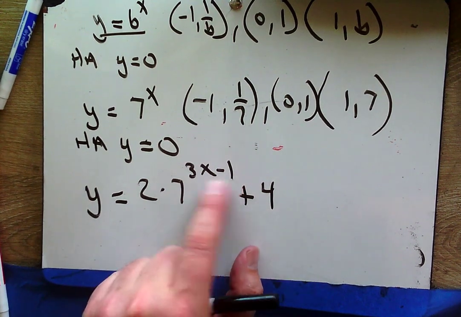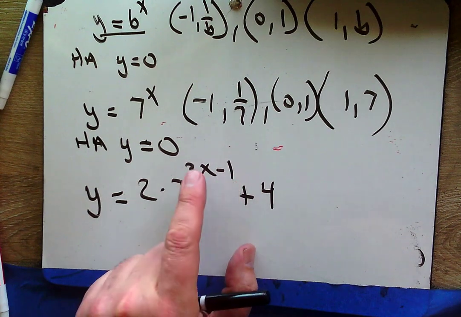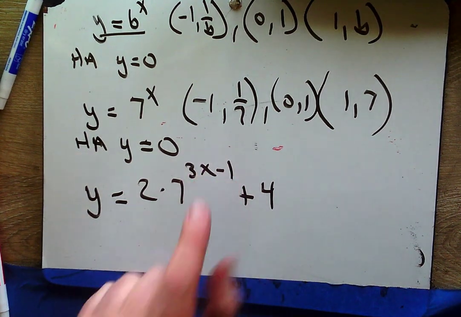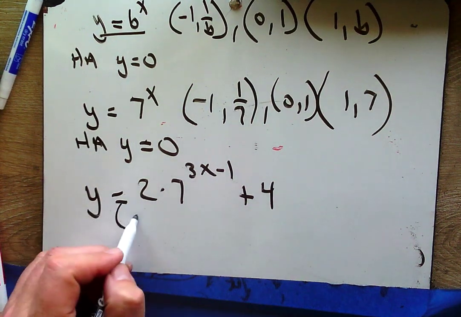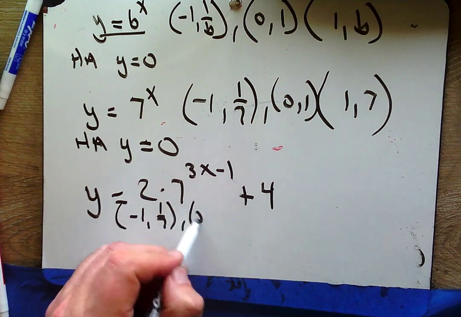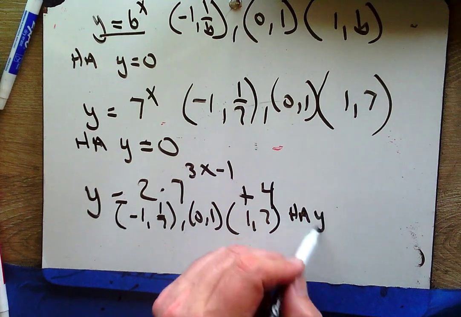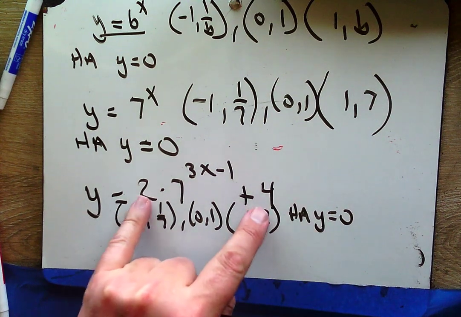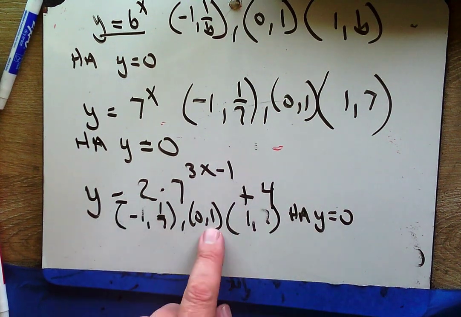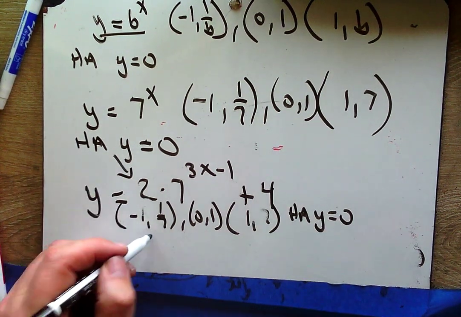Is that true for these x values? No. Inside the function is opposite land. I'm going to add 1 to all the x's and then divide all the x's by 3. Okay? So let's see what that looks like. We've got our reference points, -1, 1 over 7, 0, 1, 1, 7. And don't forget the horizontal asymptote at y equals 0. Because this is a y value, any of my y transformations need to be put here, here, here, and also here.